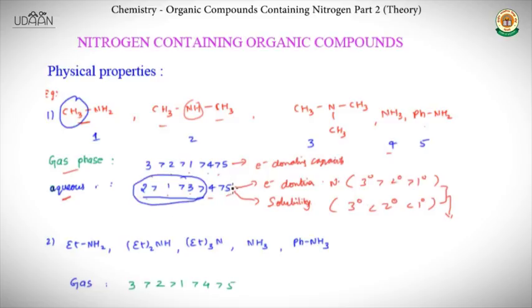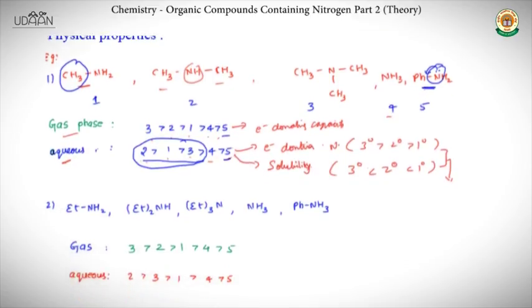Now this is obvious. The 5th one is least basic because the nitrogen lone pair here is involved in resonance with this Ph ring. As a result of it, this lone pair is less available for donating. So this is less basic than all.